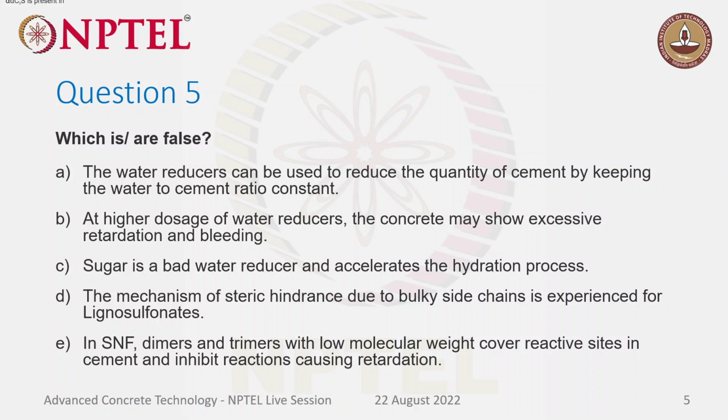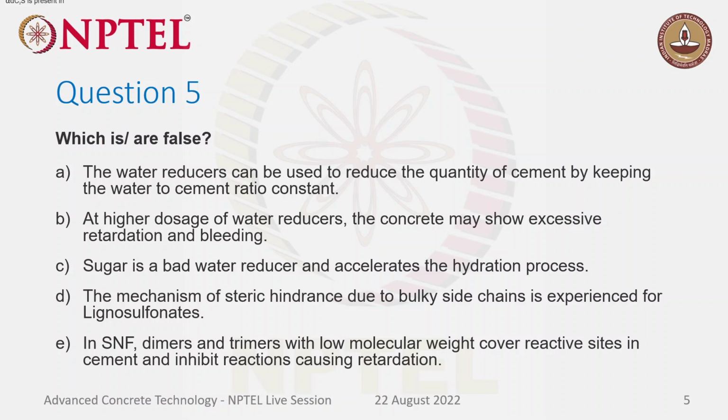Generally, we think that water reducers can be used to reduce the amount of water and we can increase the strength, but here the statement says it can also be used to reduce the quantity of cement by keeping the water to cement ratio constant. So they are saying that we can reduce the water content as well as cement at the same time using water reducers, so that we maintain the water to cement ratio constant. Okay, now let me move to option B.